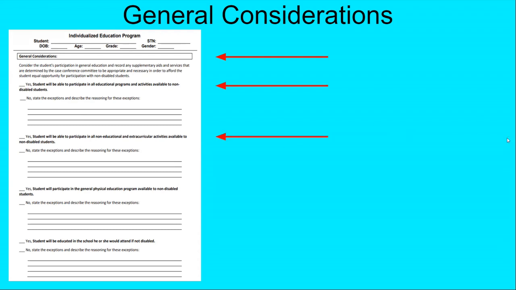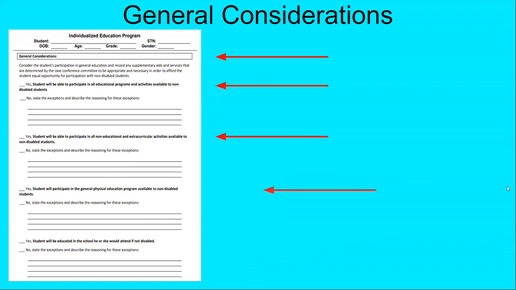And then the same thing here. Student will be able to participate in all non-educational and extracurricular activities. That means sports. That means clubs. Again, if the student can do those things, then we would mark yes. If no, then we would mark no, and we would describe why the student can't do those things and what are some exceptions that can be made for the student.